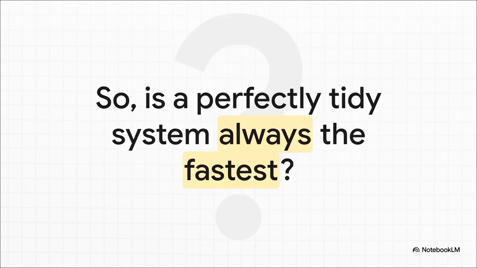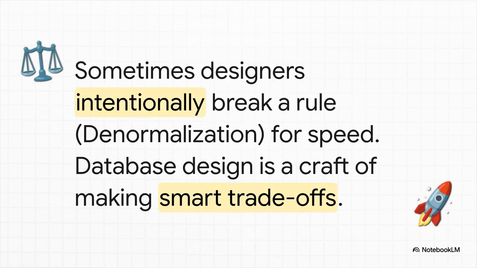So now we've built this perfectly clean, normalized, organized system. But that leads to a really interesting real-world question. Is this perfectly tidy system always the fastest? And maybe surprisingly, the answer is not always. See, while our tidy system is amazing for preventing errors, it can sometimes be a little slower. To get a single report, the database now has to look at 4 different tables and stitch all that information together. So in some really high-performance situations, designers will actually intentionally break a normalization rule to get more speed.